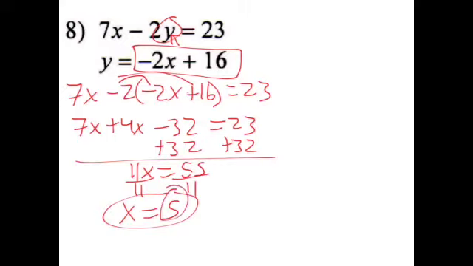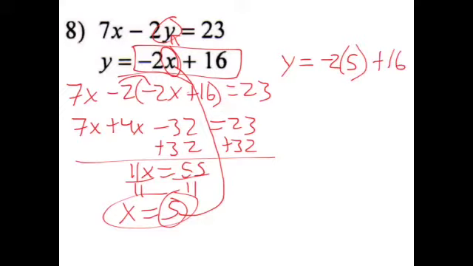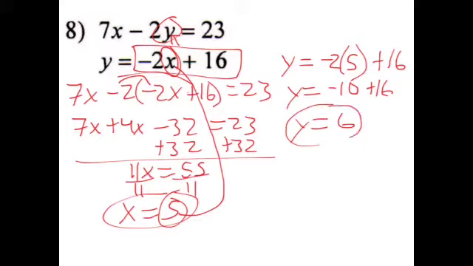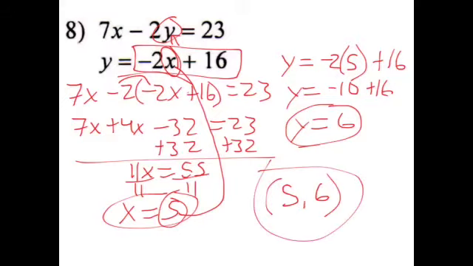And once you have that, you can take that number 5 and just put it back into one of your equations. I'm going to put it in the second one because it already says y equals, and it's just going to be a calculation problem. So I got y equals negative 2 times 5, what I subbed in, plus 16. Well, negative 2 times 5 is negative 10. And negative 10 plus 16 is just 6. So y is 6. And so altogether, I have the point 5, 6. That should be a whole 6 without the little part missing. So there we go. There's 8.